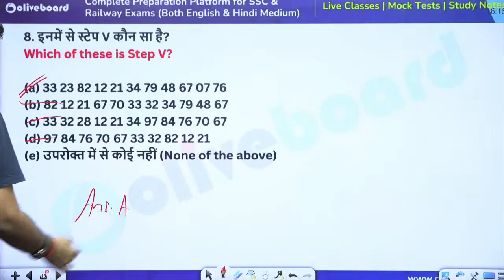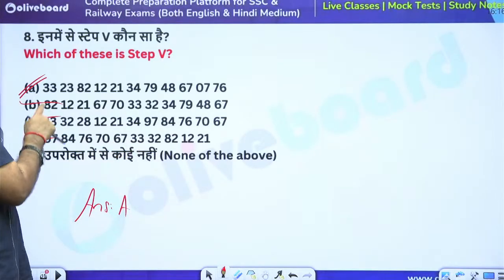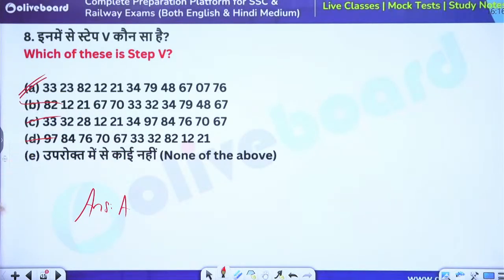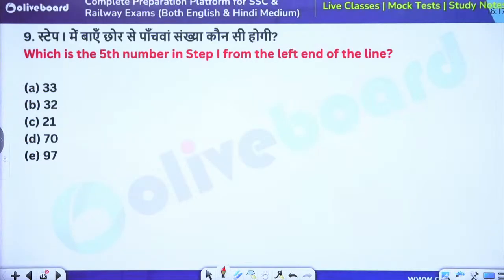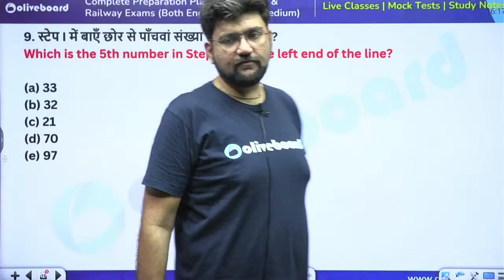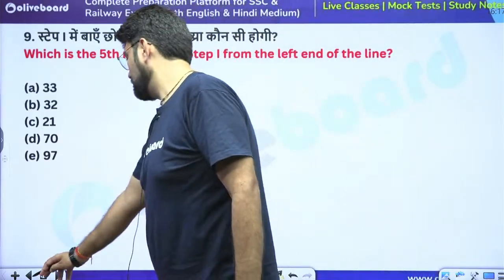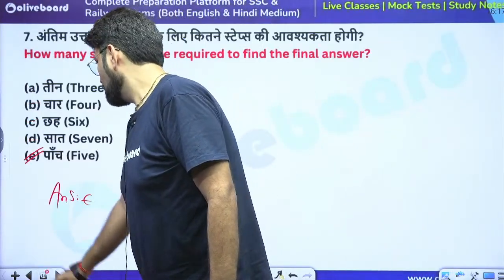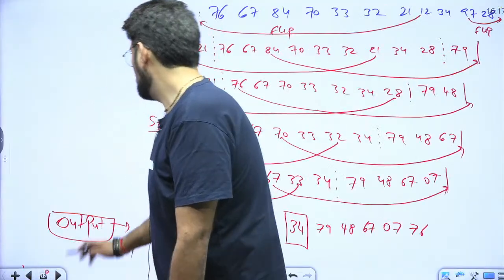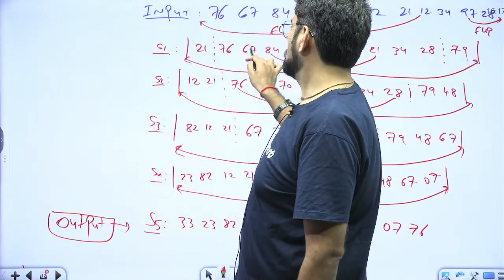Okay. What if option E was not there? Then with the first 2-3 elements only we would have figured out that option A is the right answer. Cool. Next. Which is the 5th number in step 1 from the left end of the line? So step 1, 5th number from the left end. 1, 2, 3, 4, 5.